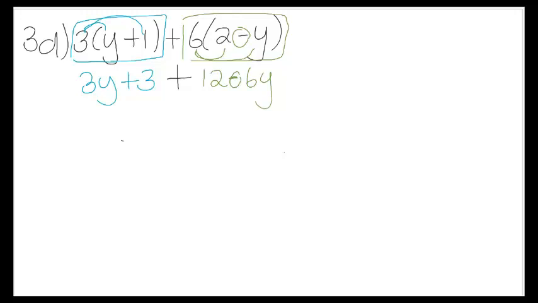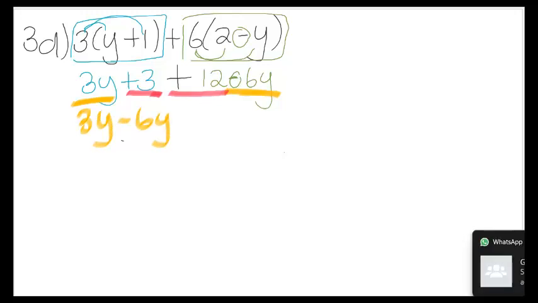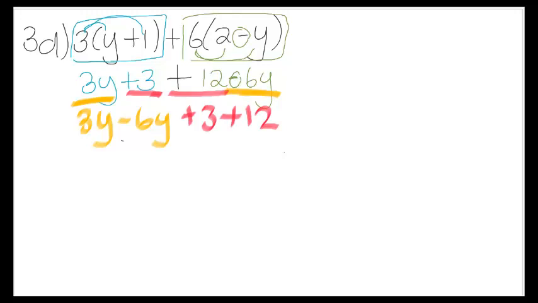Okay, now that I've got that, I need to look for like terms. So I've got y there and minus y there, and then I've got 3 and I've got 12 there. So let's start with our orange. 3y minus 6y, and our numbers is going to be plus 3 plus 12. Once we've got that, let's calculate it. So 3y minus 6y is going to be minus 3y, and positive 3 plus 12 is going to be plus 15, and that's your final answer.